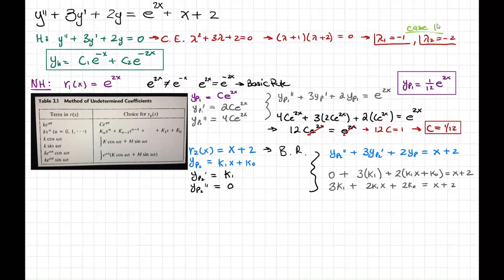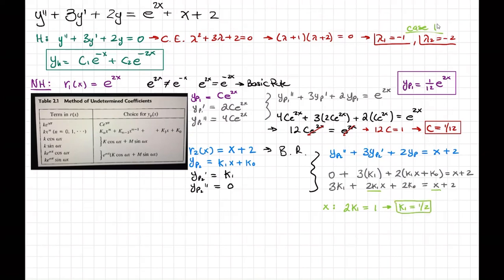So once again, we have two unknowns, k1 and k0, and we need two equations. I'm going to separate them. So the terms that have an x on them, that will be this one. So I have 2k1 on the left, and on the other side I have 1x. So that's equal to 1. So from here I get that k1 is equal to 1/2.